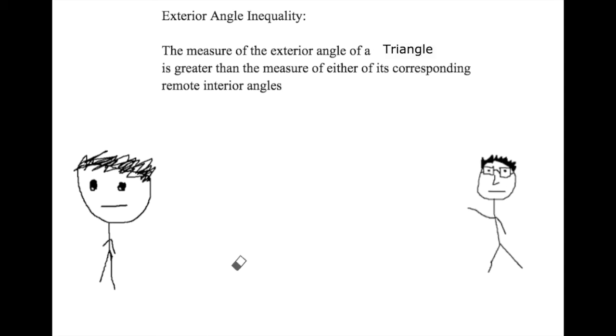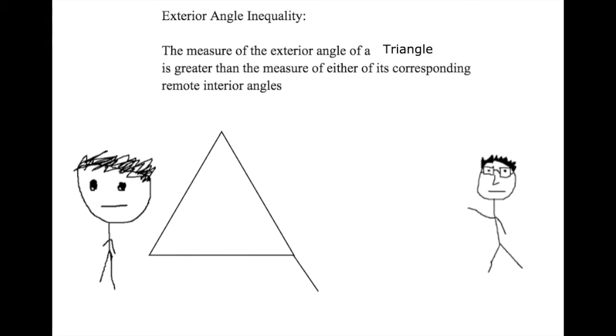William and I thought this was the most important one because it is quintessential in understanding the inequalities of a triangle. Alright, so the first theorem is the exterior angle inequality. The measure of an exterior angle of a triangle is greater than the measure of either of its corresponding remote interior angles. So pretty much what that means is, if we have this triangle right here, and we have an exterior angle right here.